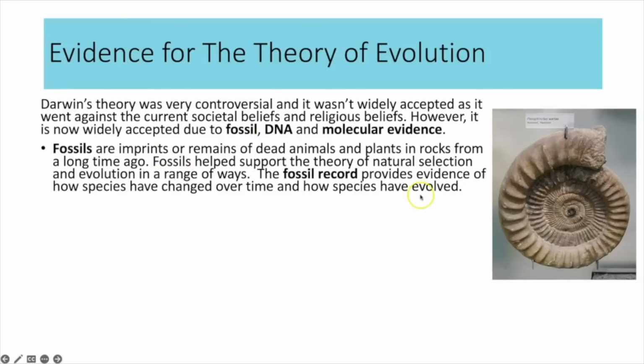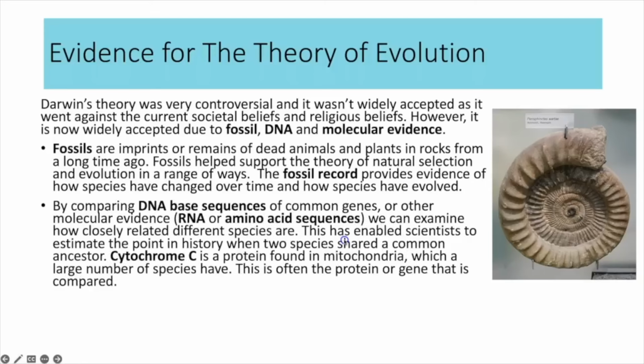So fossils are imprints or remains of dead animals and plants and rocks from a long time ago. And fossils help to support the theory of natural selection and evolution in a range of ways. The fossil records provide evidence of how species have changed over time and how species have evolved. And also they show how species were far more simple many millions of years ago.